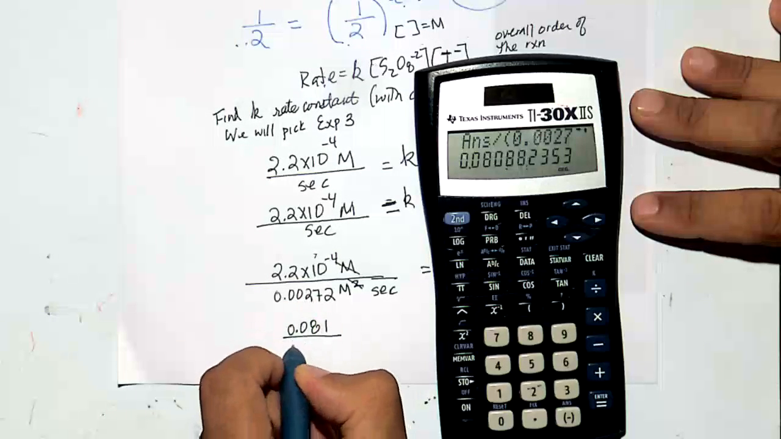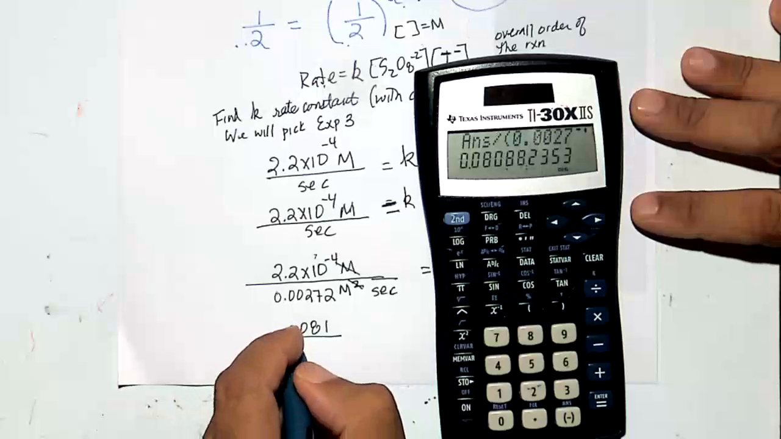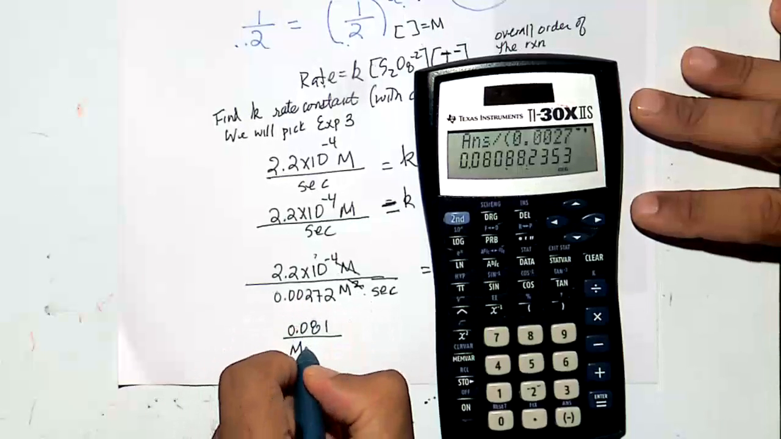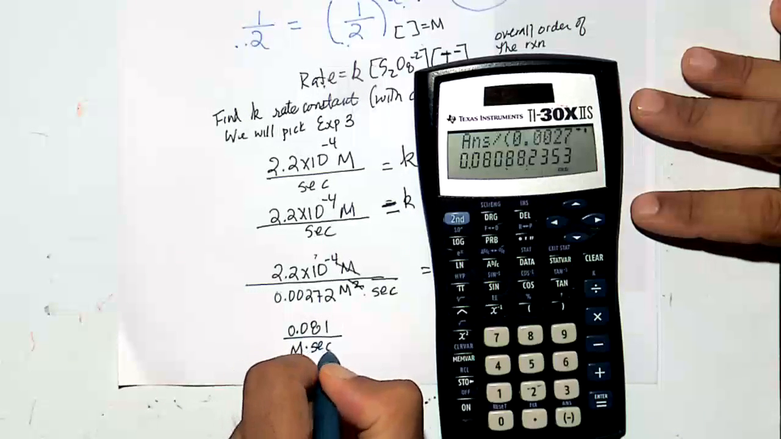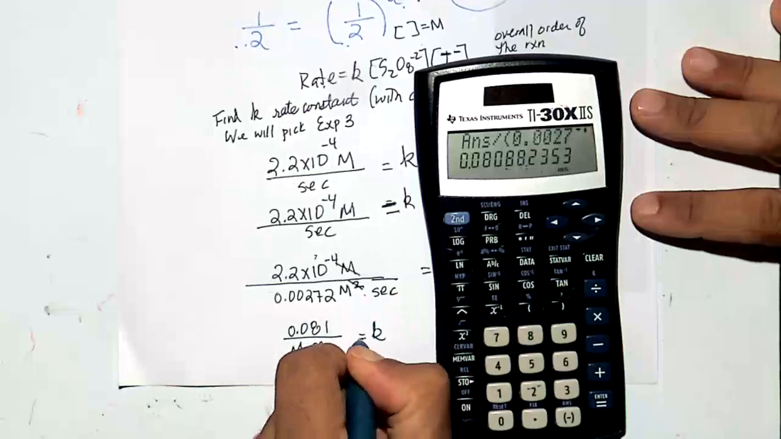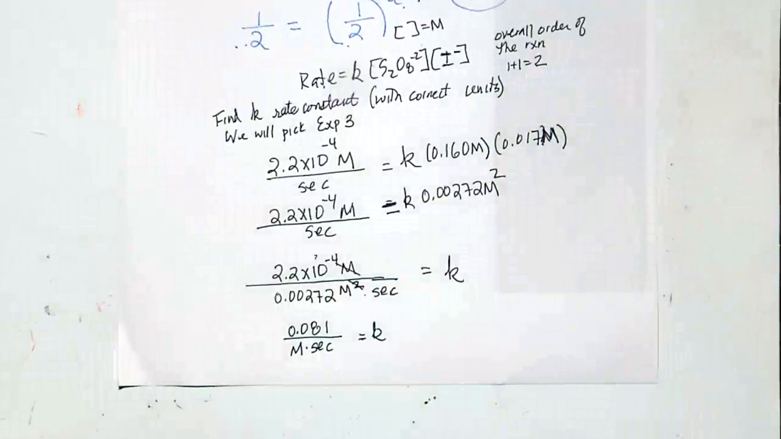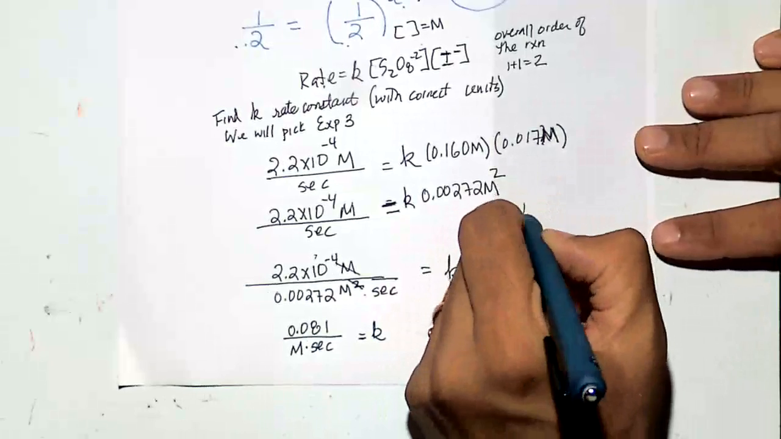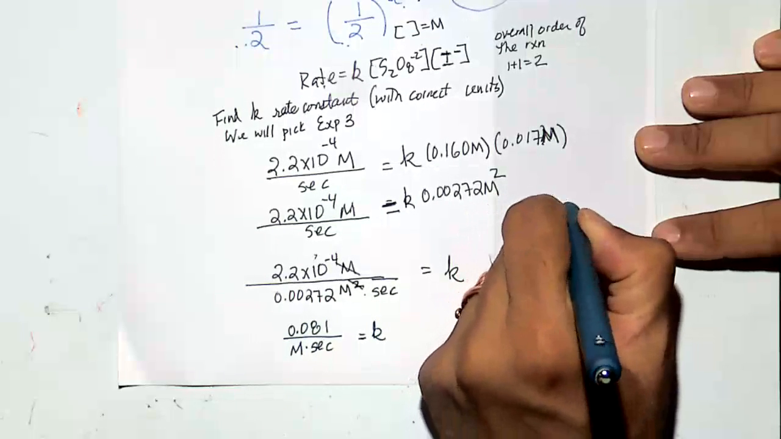Okay, M is in the denominator. Is that correct? Yes, and seconds is in the denominator. Is that correct? Yes. So this is K. This is K. So our final answer, this is what we want to report on the exam.